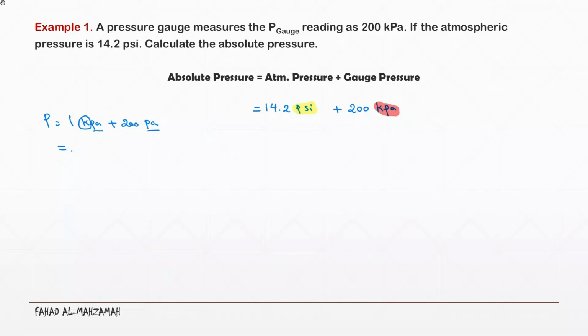So in this example, you will say that we have 1000 Pascal. So you convert kilopascal into Pascal, plus 200 Pascal. Now both units are consistent, and here you can say we have 1200 Pascal. Then you can say it's 1.2 kilopascal. Same thing in here. You need to convert either PSI to kilopascal or kilopascal to PSI. So try to convert it and then find the answer.